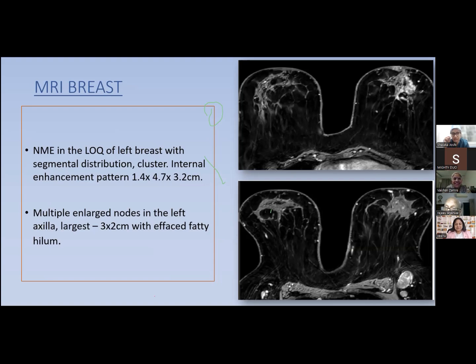Even then we will put a clip there because she would begin with chemotherapy. So we would do an MR guided VAB and put a clip in there, and then decide to take a call later after chemo. That's a gold standard. We have to put a clip all the time.